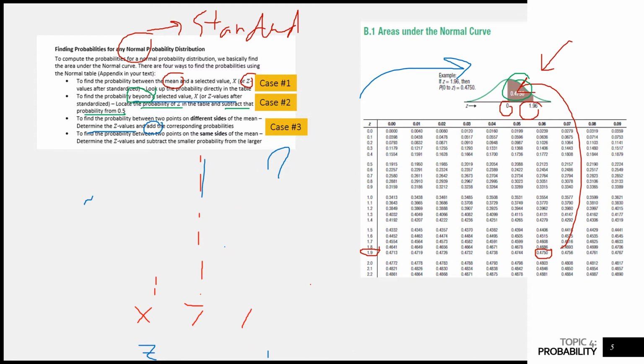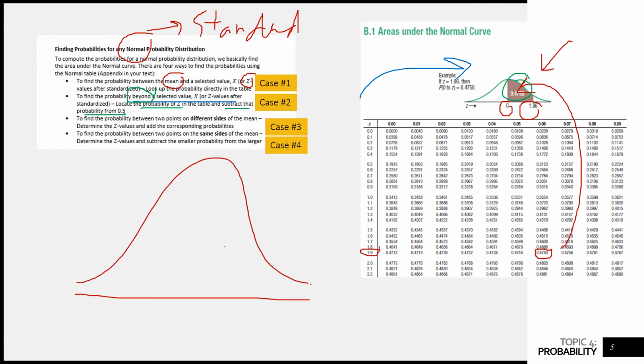Let's do the last case, which is case number 4. Case number 4 is if you're asked to find the probabilities between 2 points, but this time the points are on the same side of the mean. Let's draw. This is your normal distribution. Again, here's your x bar, or the mean. Let's say you've got 2 points. This is x1, this is x2. Remember, how is this different from just now? Just now, x1 and x2 were on different sides of the mean, one to the left, one to the right. But now both are on the same side.